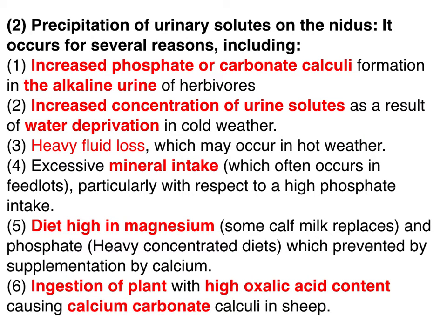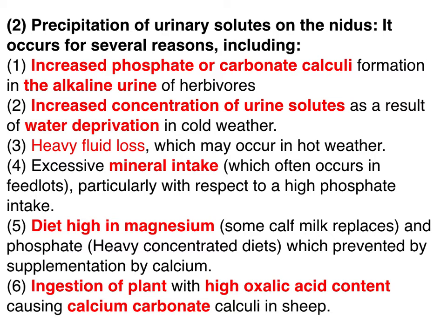النقطة الثانية precipitation، ترسب of urinary solutes on the nidus. كونت النidus من desquamated epithelial cells، صارت مثل النواة، بعدين تجي الأملاح راح تتركز فوقها. Occurs for several reasons، تتكون بسبب عدة أسباب. أول نقطة هي increased phosphate or carbonate calculi formation in the alkaline urine of the herbivorous, increased concentration of urine solutes as a result of water deprivation in cold weather، خاصة في الجو البارد. تشرب الحيوانات كمية قليلة من الماء. Heavy fluid loss which may occur in hot weather.